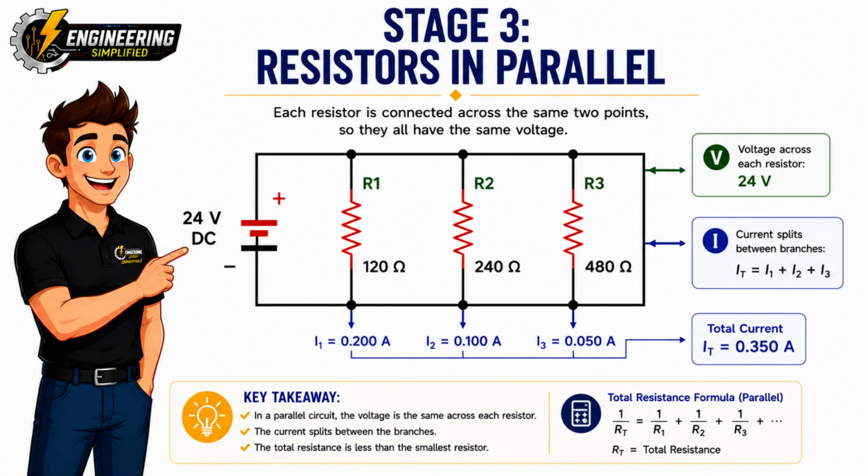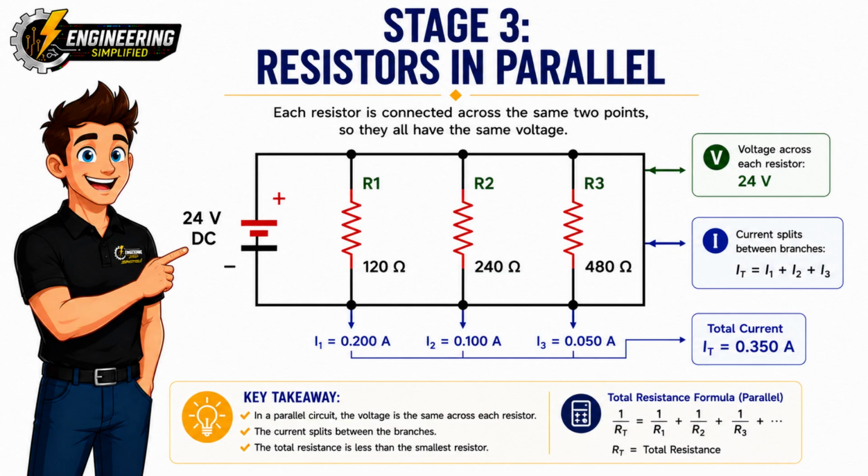Now that you've mastered series circuits, it's time to look at another very common type of circuit: parallel circuits. At first glance, they look quite different, but once you understand one simple idea, everything else starts to make sense. In a parallel circuit, every resistor is connected across the same two electrical points. That means the voltage across each branch is exactly the same as the supply voltage. In this example, the supply is 24 volts, so R1, R2, and R3 all have 24 volts across them.